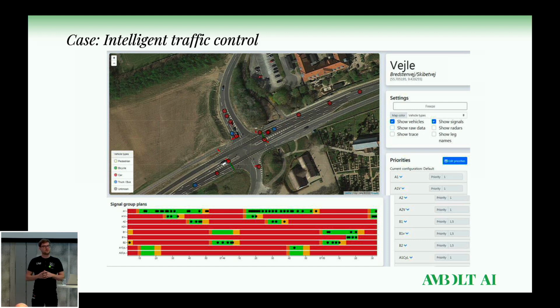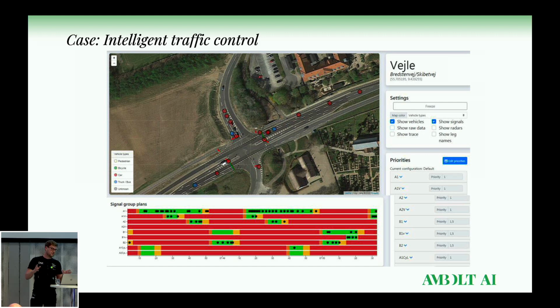For all of these cars, you have a lot of interesting data, like where is the car in an XY coordinate, how fast is the car driving, which type of car is it based on how big it is, and so on. And what we then did was apply online reinforcement learning to this problem to optimize the flow of traffic.